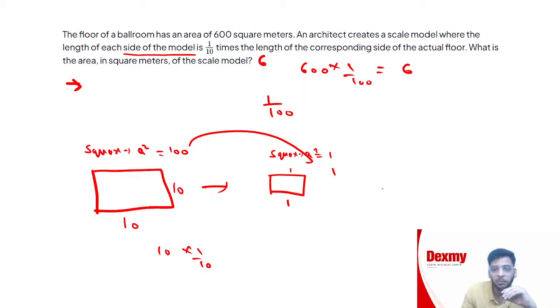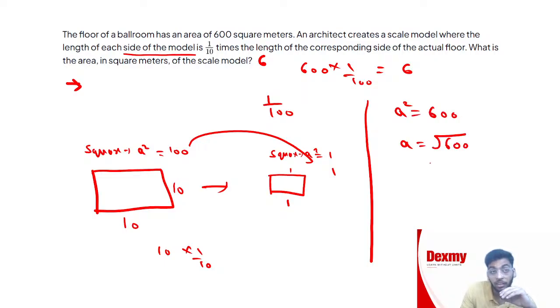And there is one more method, but that is a lengthier method. This is the easier method. In the lengthier method, if your area is 600, you can find the side as root 600. Then you multiply the side by 1 by 10, and then you square it. That is a lengthier method, but this is a faster method. You can solve it by this method. Got it? I think yes.